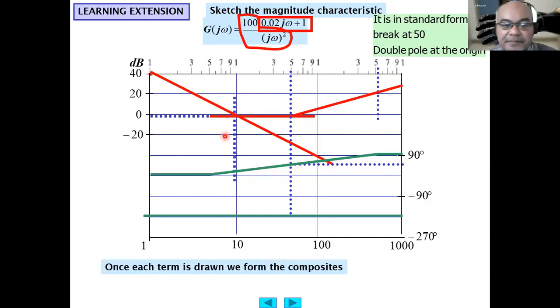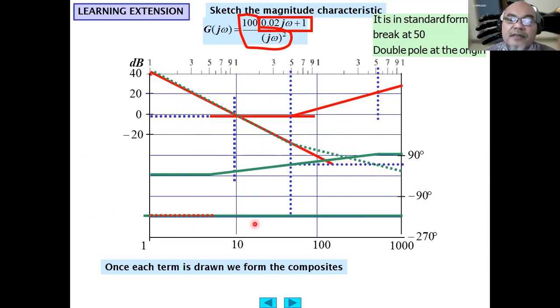Once each is drawn, we can draw the composite, the combination of these between 1 radian per second and 50 radian per second. It is mainly because of the double pole, because the other contribution is just 0. So this becomes minus 40 decibel per decade. Then after that it is plus 20 decibel per decade, so the gradient decreases to minus 20 decibel per decade.